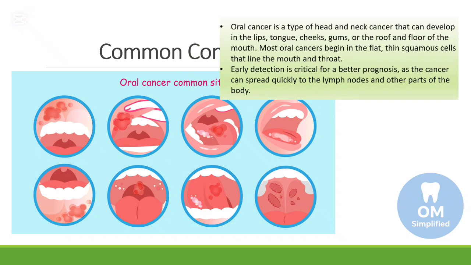So oral cancer is a type of head and neck cancer that can develop in the lips, tongue, cheeks, gums or the roof and floor of the mouth. Most oral cancers begin in the flat, thin squamous cells that line the mouth and throat, and early detection is critical for a better prognosis. Why? Because our face has a lot of lymphatic channels that are draining the face. So spread is very quick from this area.